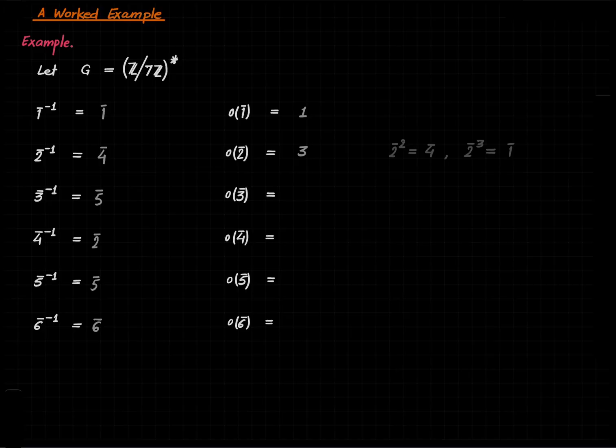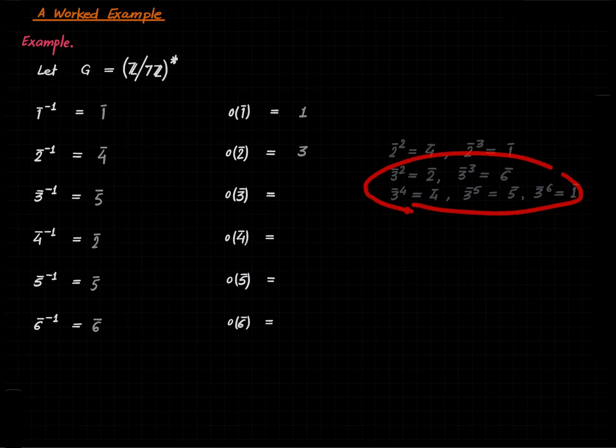What about 3? We have 3 square is the same as 2, because 3 square is 9, which is 2 mod 7. 3 cube is therefore 6. 3 to the power 4 is therefore 18, which is 4. 3 to the power 5 is 12, which is 5. And 3 to the power 6 is 1, because 3 times 5 is 15, which is 1. Just verify, this is simple computation. So the order is 6.